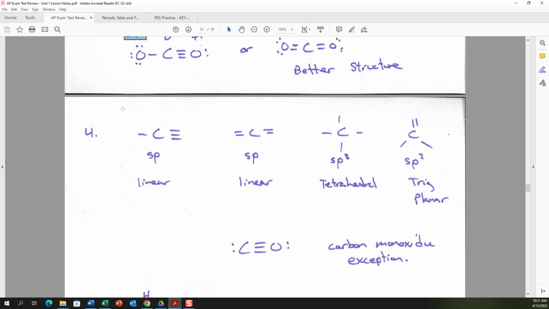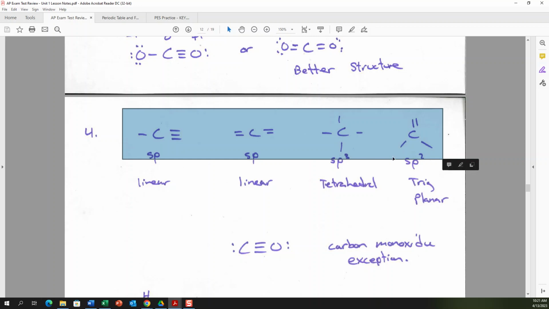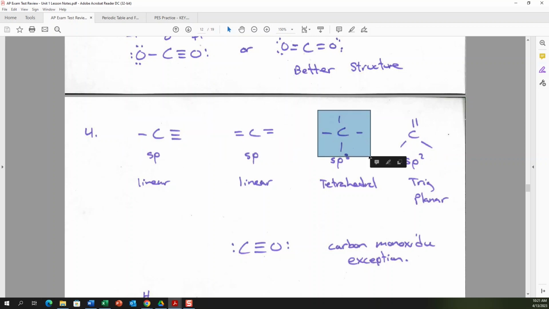In organic structures, carbon is going to follow one of these models. Carbon has to have 4 bonds, but it's not going to have an unshared pair. So it's either going to have 4 single bonds, a double bond and 2 single bonds, 2 double bonds, or a triple bond and a single bond, right?